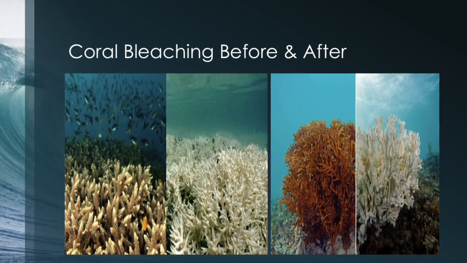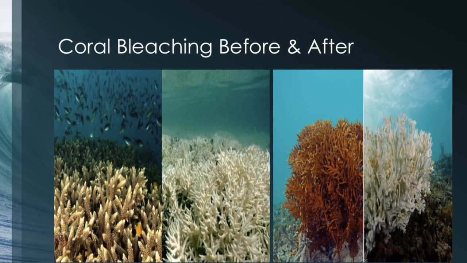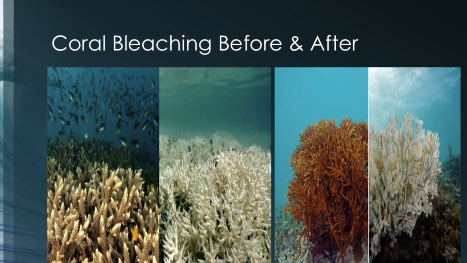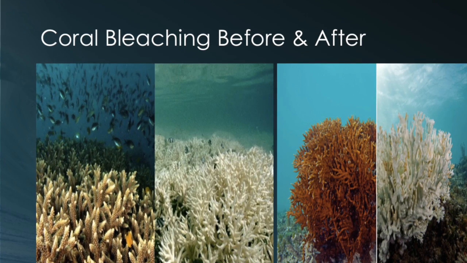And here you can see the before and after of coral bleaching. It's a lot more colorful in the before pictures, and afterwards all white. You can see over here there are a school of fish around it and a bunch of different species, but afterwards it's deserted.